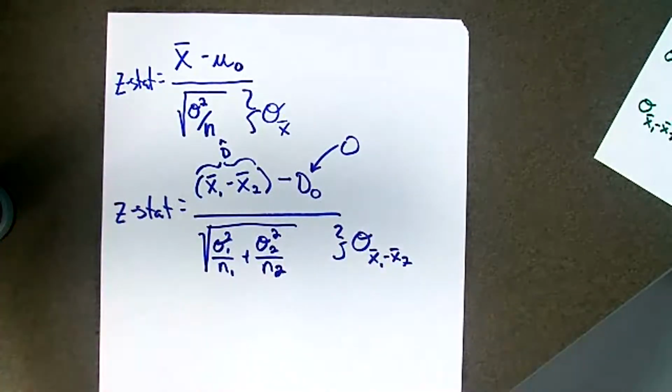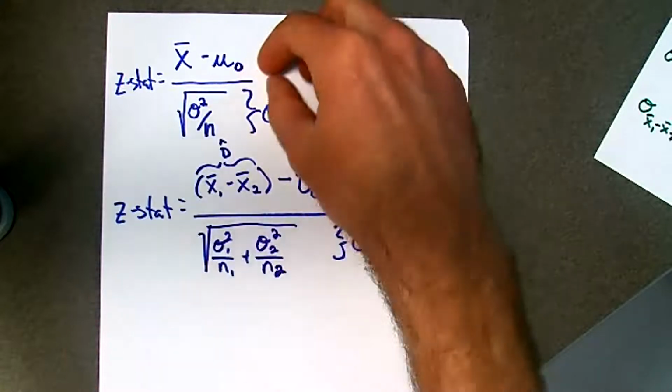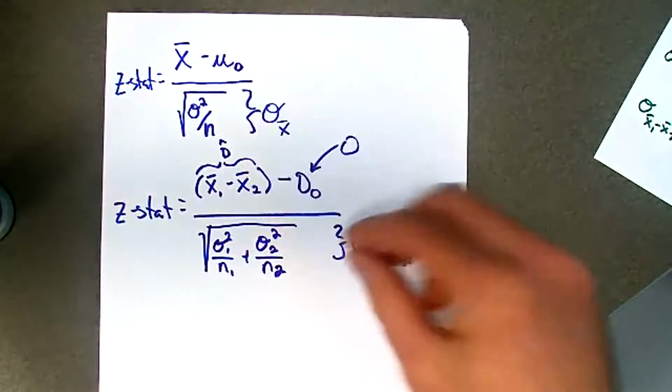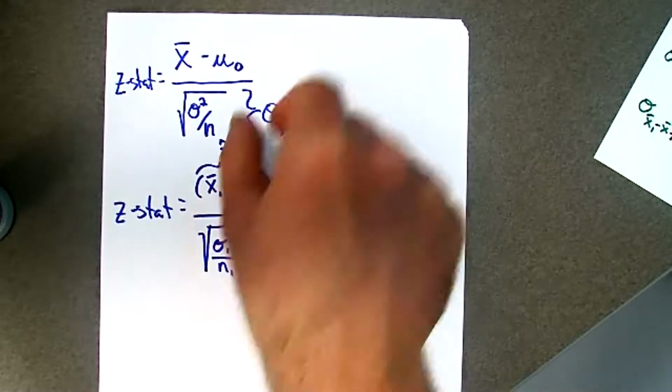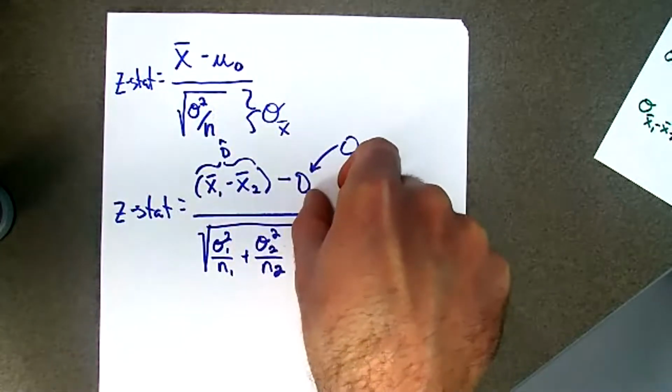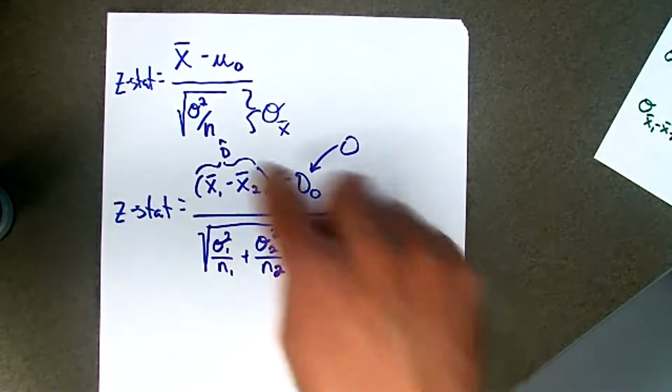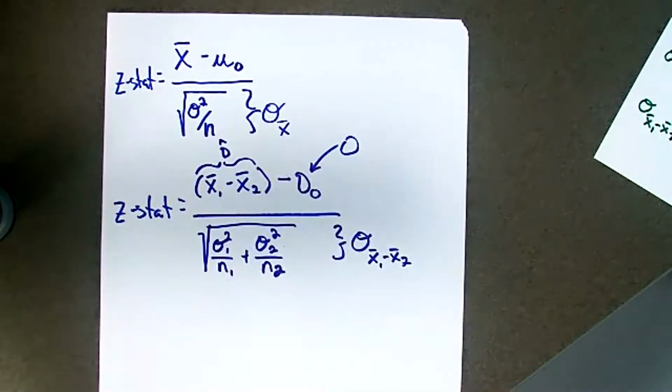Okay? So this test statistic is the same setup. It's just that if we're doing a different statistic, then we're going to have a different assumed true statistic, and the standard deviation of that statistic might look a little bit different. Okay? Any questions on that before we keep moving? So this is really the only difference.